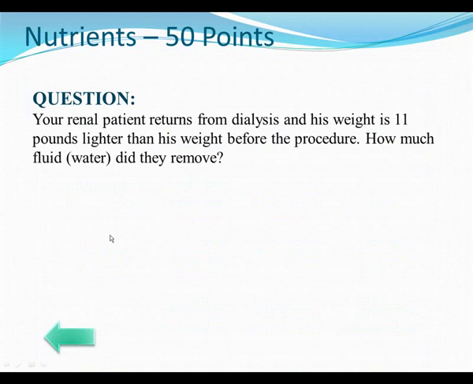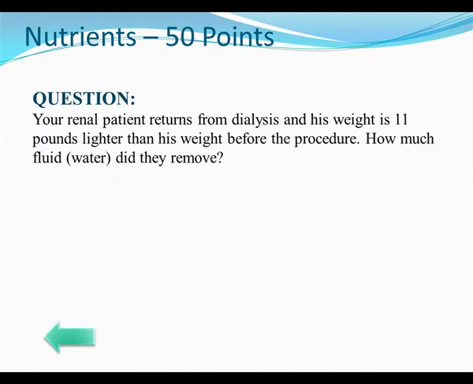Your renal patient returns from dialysis and his weight is 11 pounds lighter than his weight before the procedure. We know that before they go to dialysis, a patient gets weighed in the hospital, and then they will weigh them when they come off of dialysis. So how much fluid, how much water did the dialysis machine take off if your patient is 11 pounds lighter on his weight? This is an important thing to look at in your patient's hydration status and your patient's I&O.